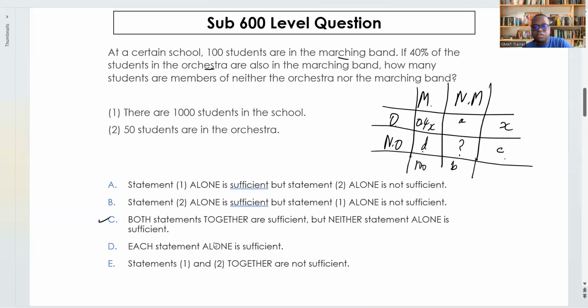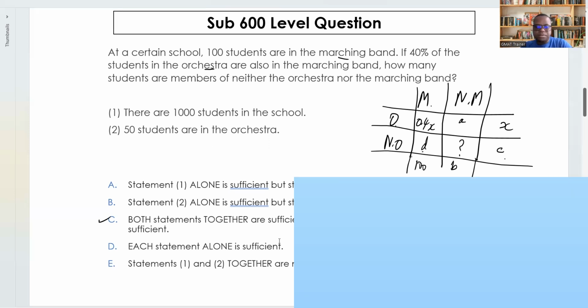Both statements together are sufficient, but neither statement one alone is sufficient. Neither statement alone is sufficient. So that is how it is. So let's go to the next one.